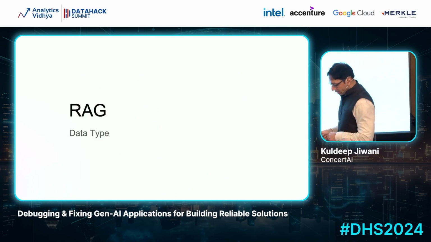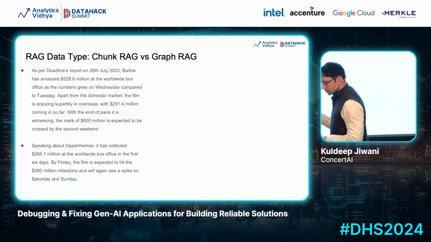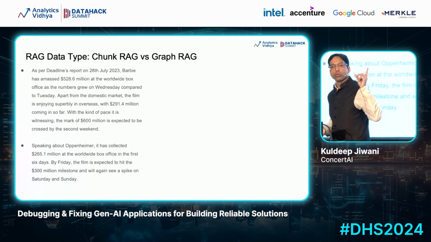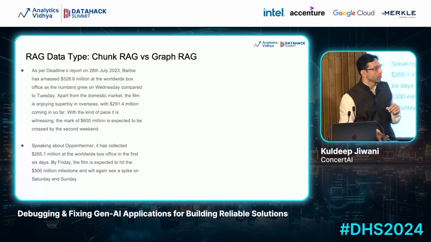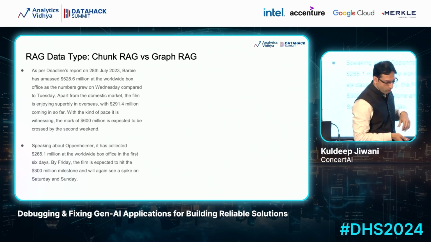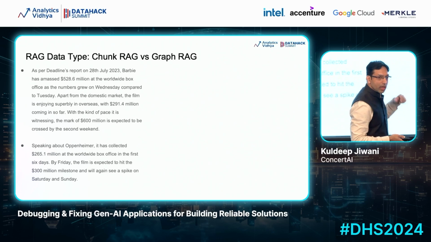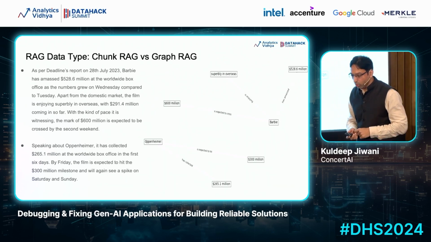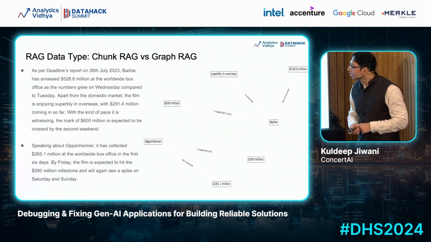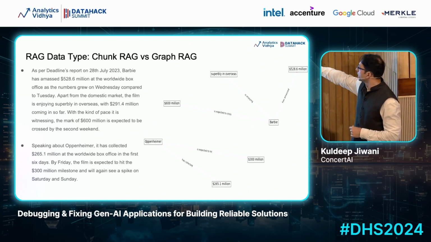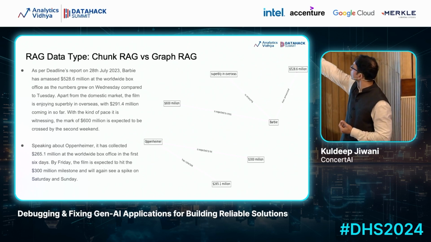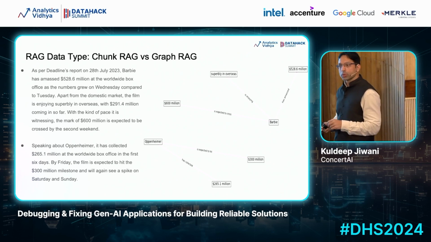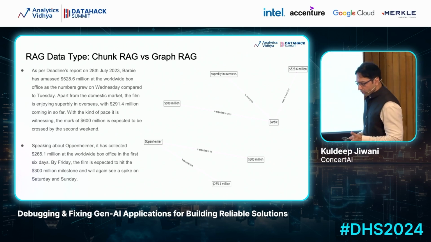Over here, there are two things. You can use a chunk RAG or a graph RAG. This is a news article on two movies, Barbie and Oppenheimer, which came last year. This article says Barbie is doing better than Oppenheimer. So this is a chunk. I can use my query on a chunk, or I can compress it into an ontology. The same thing you can store in a graph. You have the edges, like Barbie is enjoying super low overseas, Barbie has amassed $528 million. So you can compress information into graphs. That's another way of storing data.